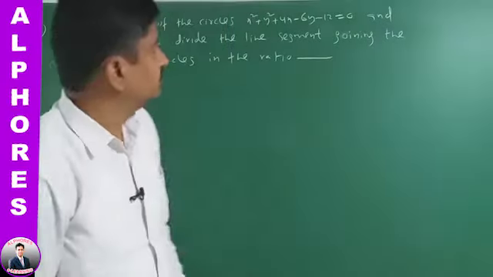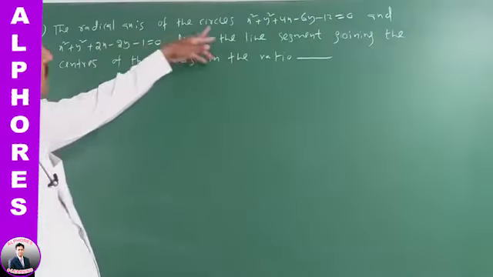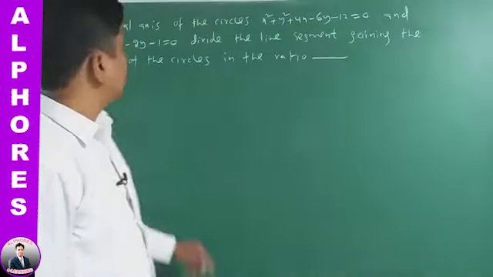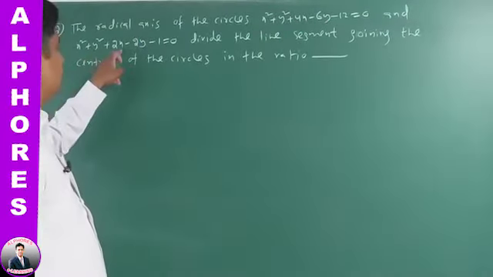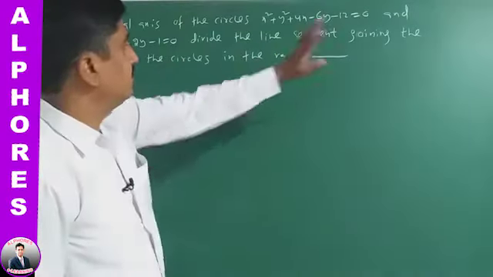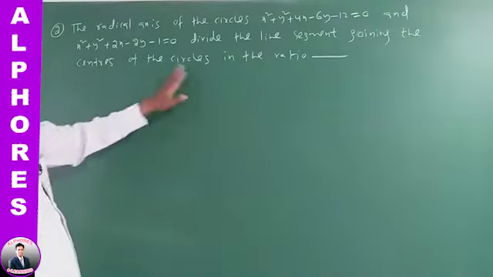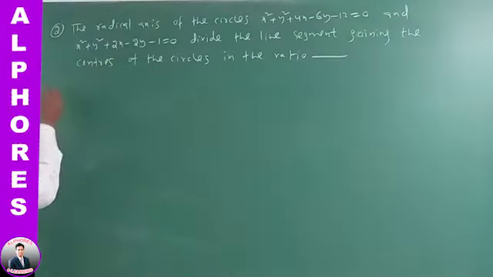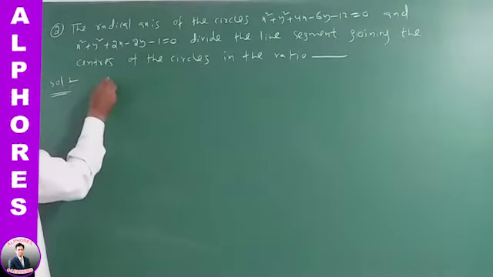Okay, next problem. The radical axis of the circles x square plus y square plus 4x minus 6y minus 12 equal to 0 and x square plus y square plus 2x minus 2y minus 1 equal to 0 divides the line segment joining the centers of the circles in the ratio. First find the radical axis of the given circles.